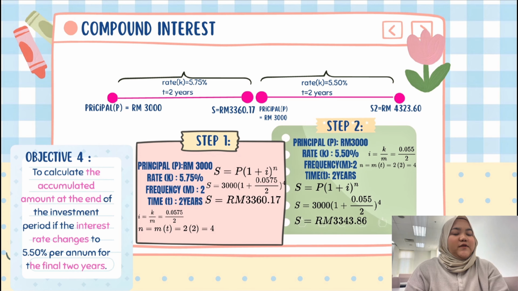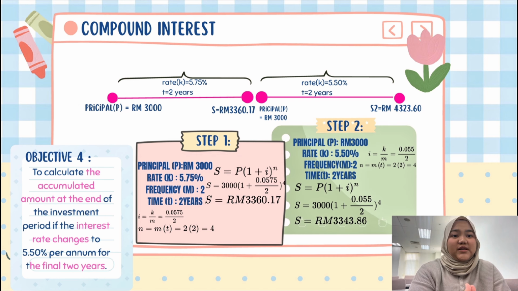For step 2, the principal, frequency and time are the same and the rate changed to 5.50%. I equals 0.055 divided by 2 and N equals 4. We just use the same formula and the final answer for the compound amount is RM3,343.86. So here is the explanation. The final amount is lower compared to the original calculation in question 1, which is RM3,763.57. This is because the decrease in the interest rate reduces the amount of interest added to the principal during the compounding process in the final 2 years.